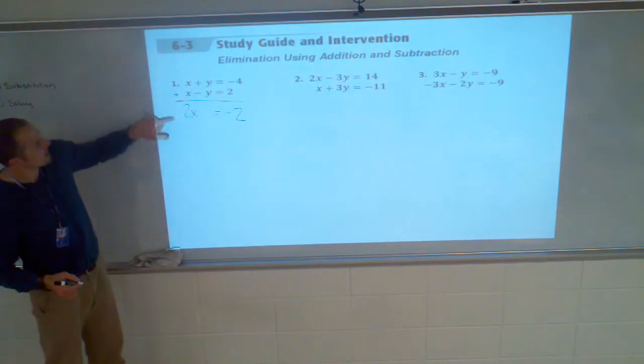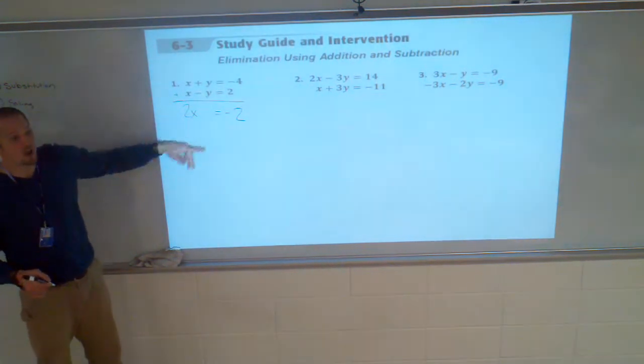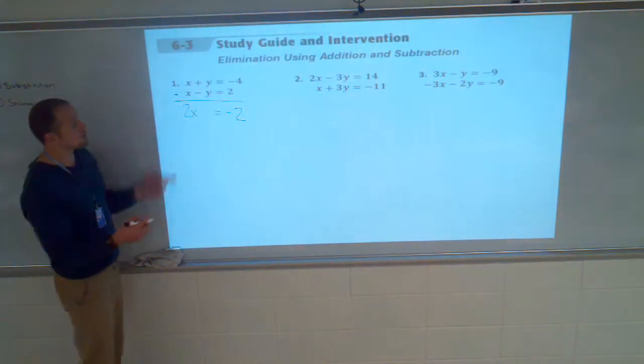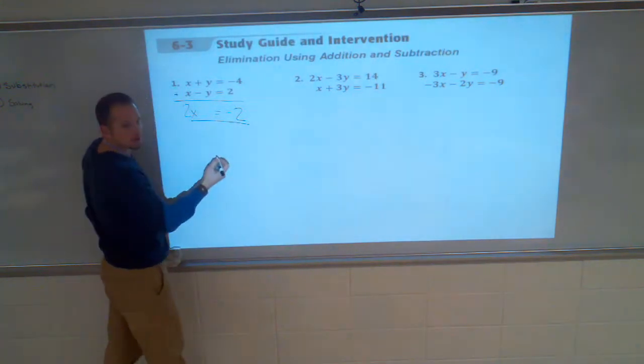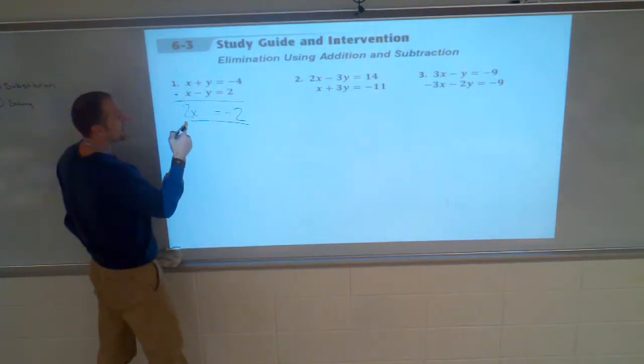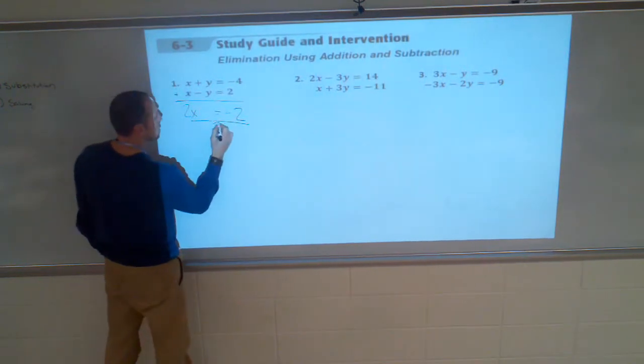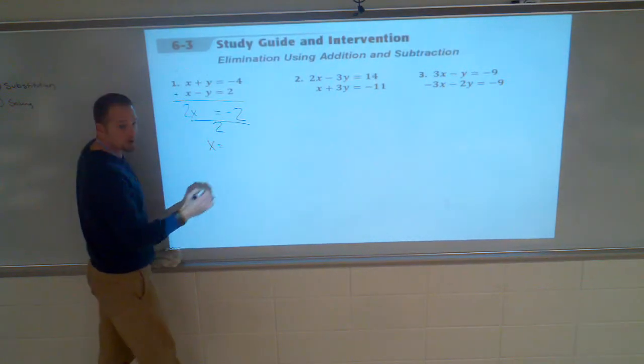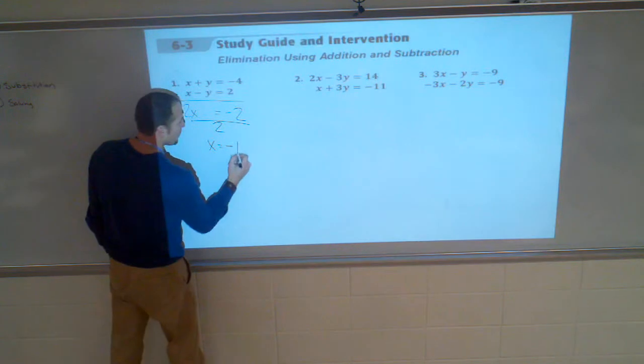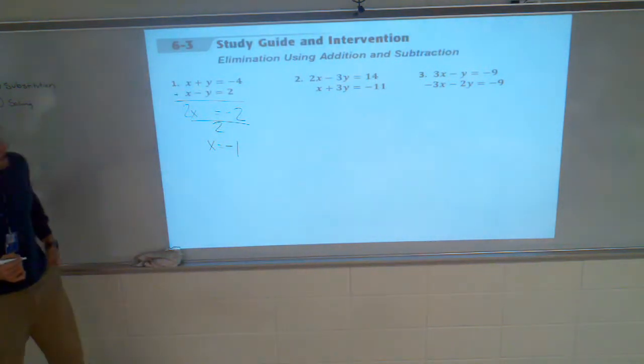All right? So now I've got 2x equals negative 2. From here, it's a piece of cake. Carlos, what's my next step? Divide by 2. X equals negative 1. All right? X equals negative 1.